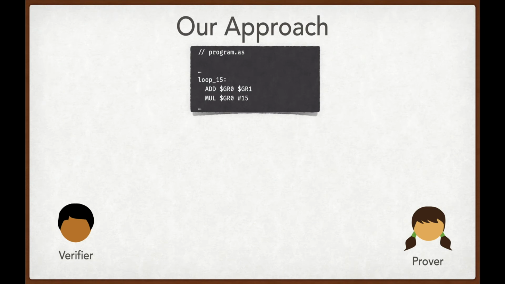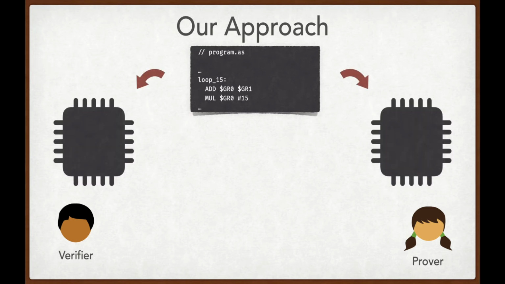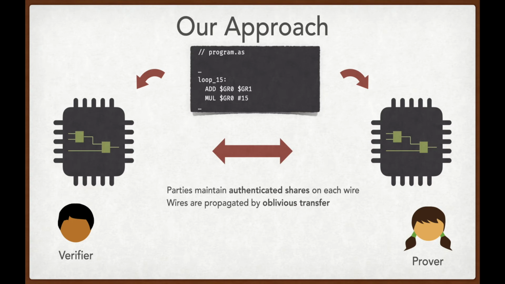Let's next take a look at how the two parties actually run a given program inside zero-knowledge. Both parties will run the zero-knowledge machine locally on their respective device. The zero-knowledge machine itself is built from a complex circuit. This circuit holds algebraic values which are shared in an authenticated way between the verifier and the prover. The parties propagate these shares through gates using a cryptographic primitive called oblivious transfer.